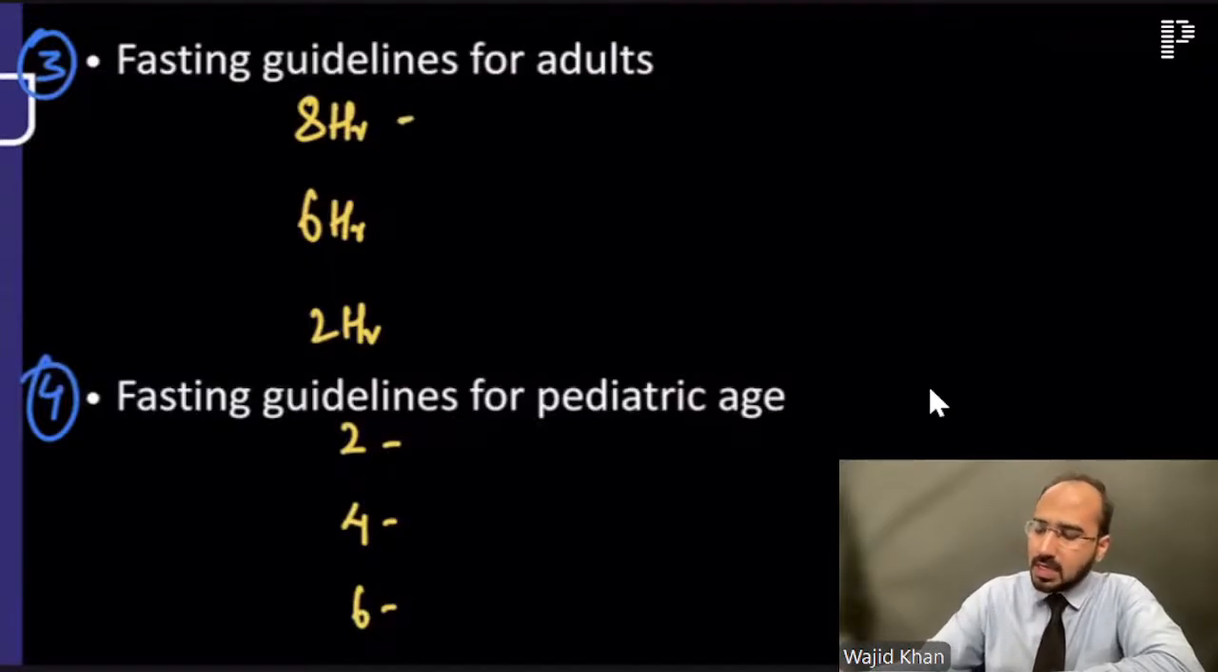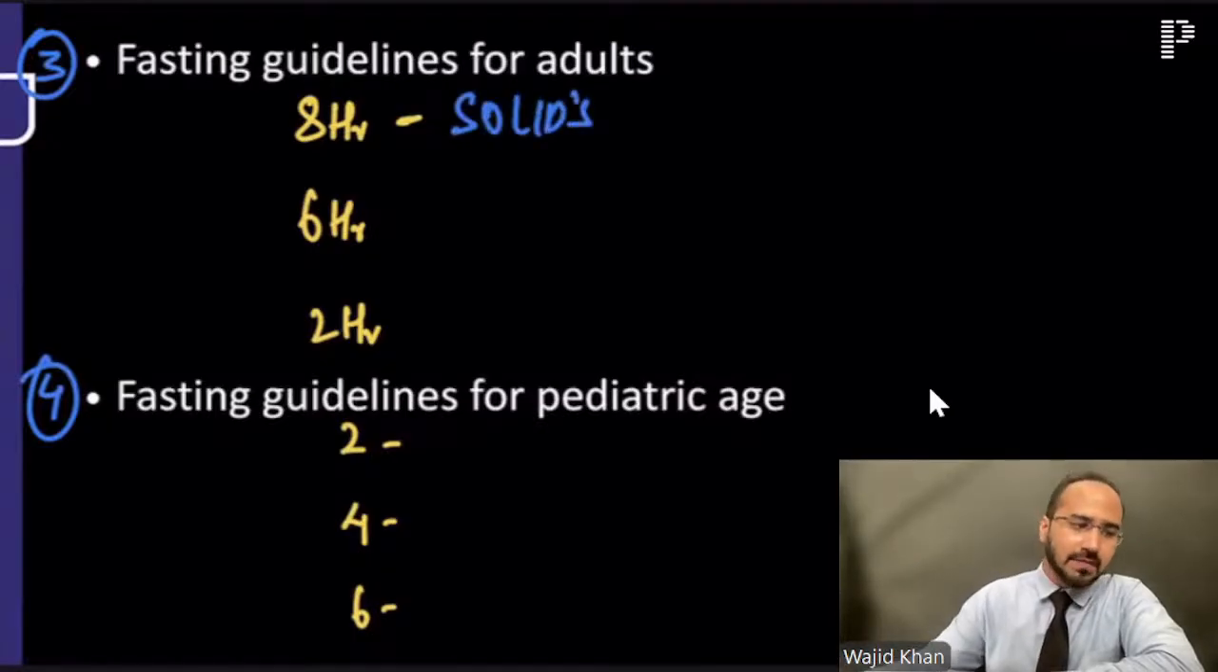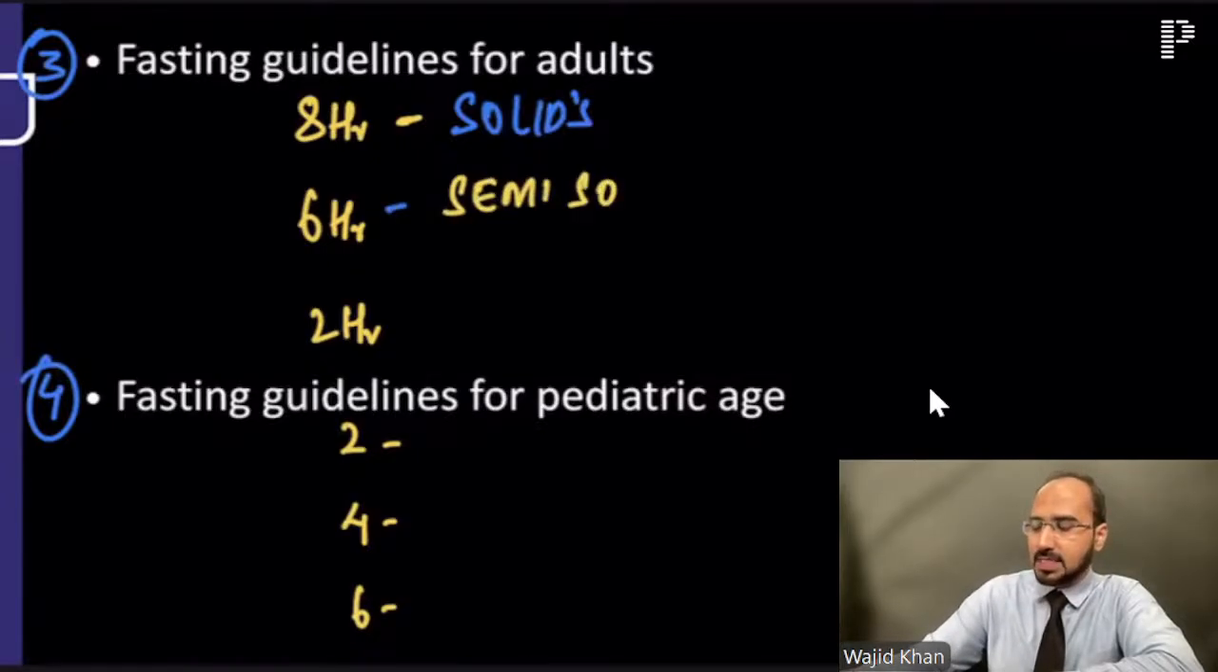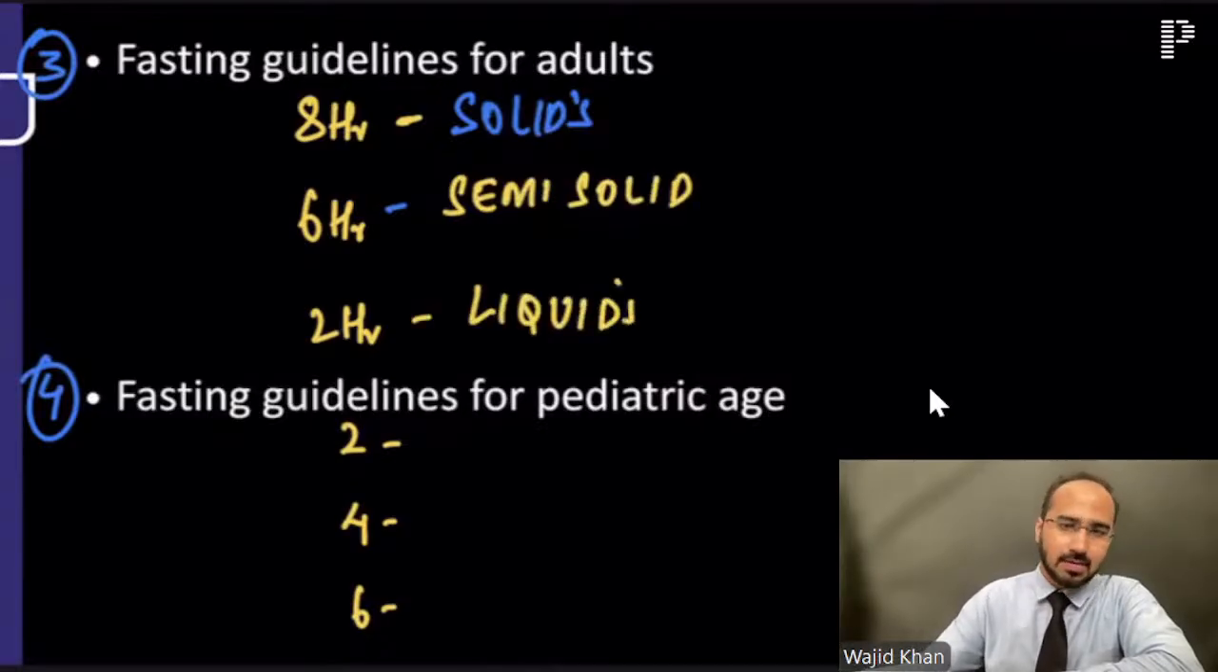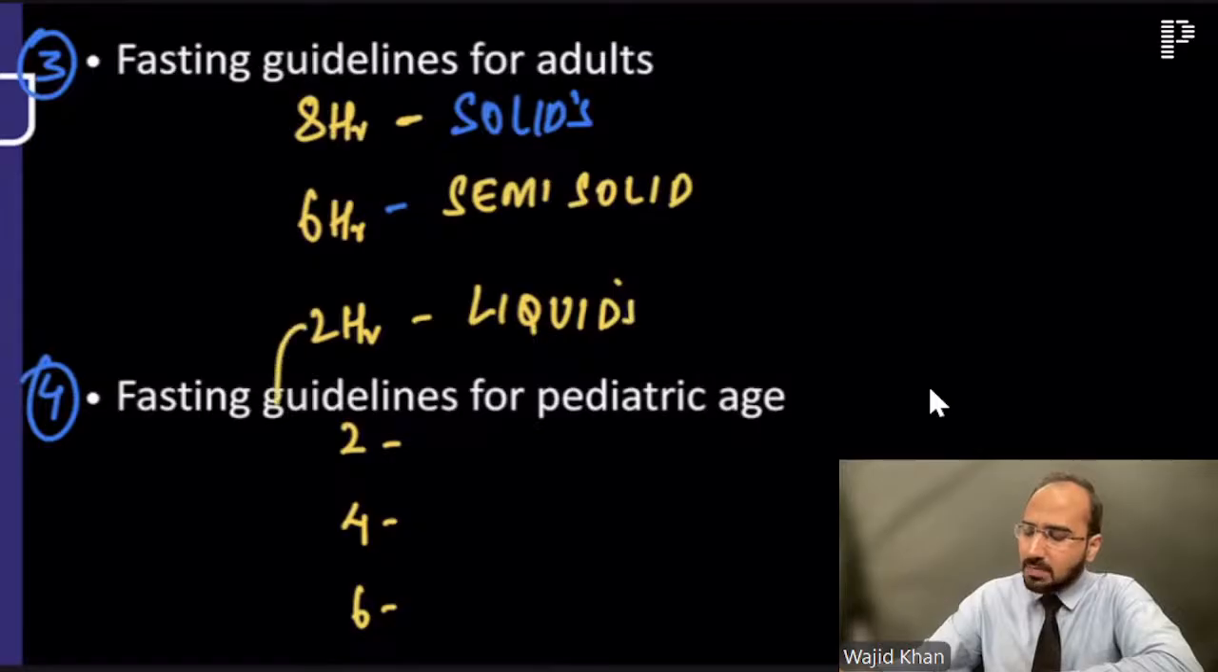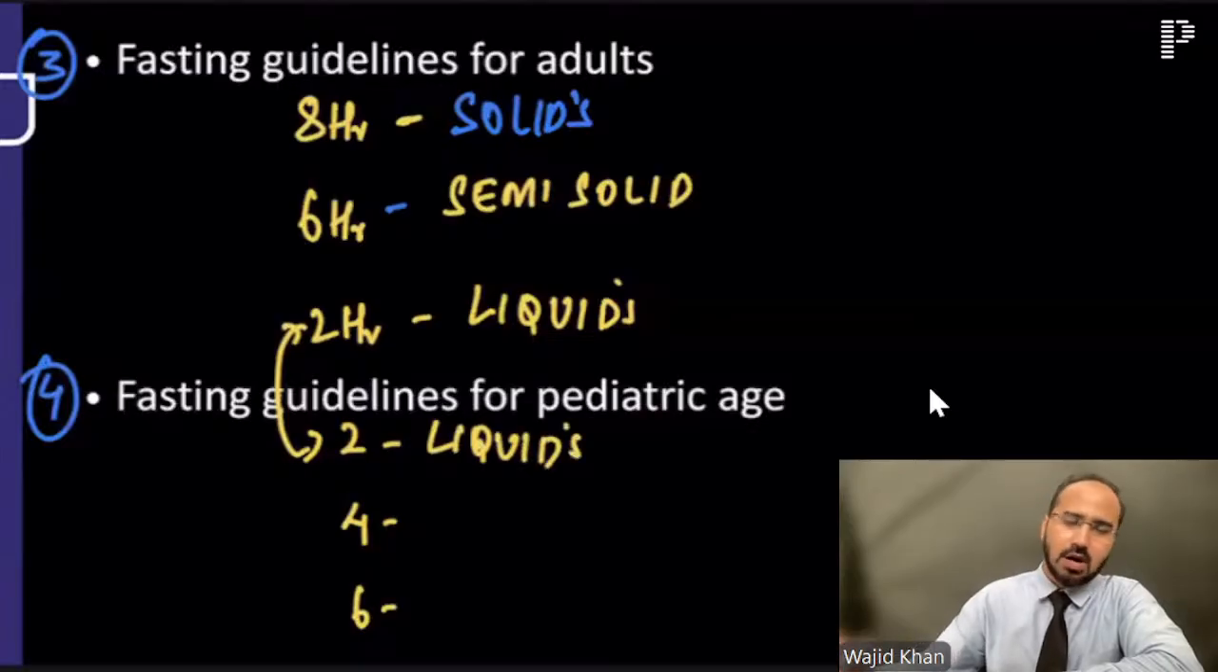8 hours for solids. If the adult is on solid food, 8 hours of fasting is needed. If the adult is on semi-solid food, how many hours of fasting is needed? For semi-solid, 6 hours. Whereas if the adult is on liquid, 2 hours of fasting is needed. Remember. Now for the pediatric age group, we follow 2, 4, 6. Remember, 2 is common between adults and pediatrics. 2 hours of fasting if the child is on liquid diet or water.